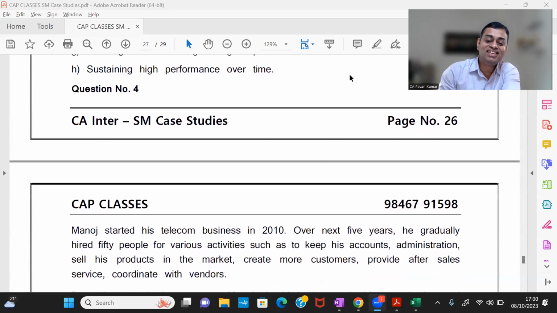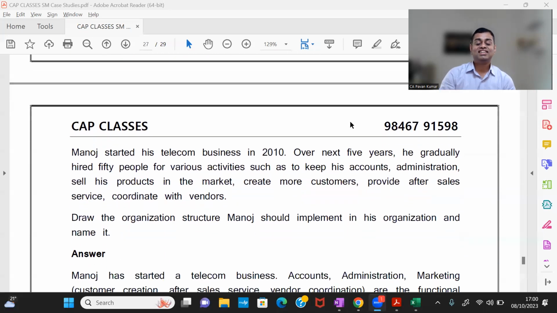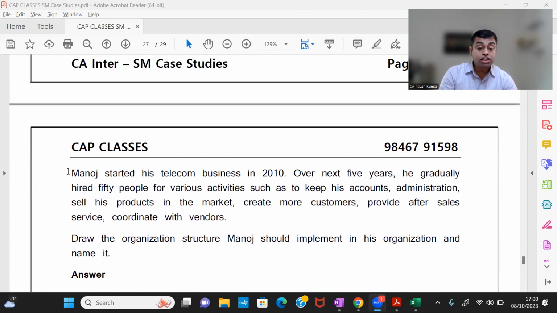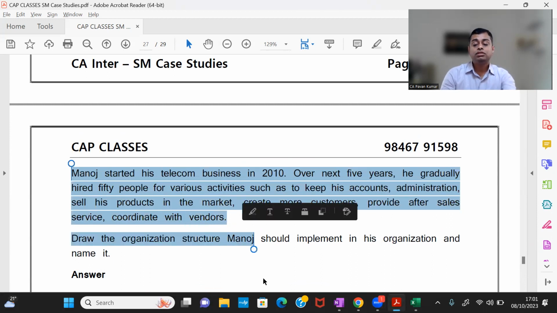Manoj started his telecom business in 2010. Over the next 5 years, he gradually hired 50 people for various activities, such as to keep his accounts, administration, sell his products in the market, create more customers, provide after-sales service, coordinate vendors. Though the organization structure Manoj should implement in his organization and need. So tell me, what organization structure should be applied by Manoj?